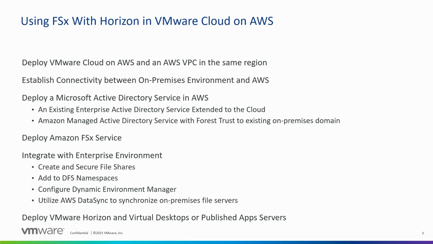Now, once we have Active Directory deployed, then we can start deploying Amazon's FSx for Windows File Server service. FSx for Windows File Server does require some sort of Active Directory environment as part of that deployment, so this is a prerequisite that we have to have in place. Now, once that service is deployed, we can start to integrate that with the rest of the enterprise environment.